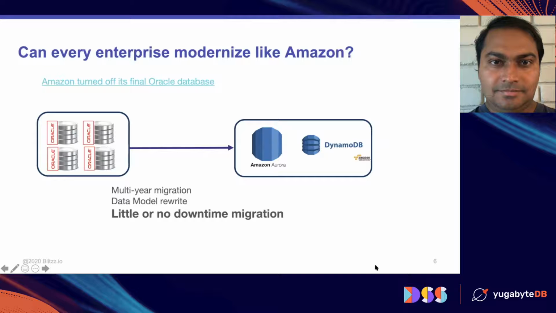But the important thing to notice from the Amazon migration was that they had very little or no downtime. And that is because Amazon, as you know, is a 24 by 7 operational shop. You really cannot afford any meaningful downtime for any of your database migration or modernization efforts. The question is, can every enterprise repeat this exercise? Let's look at how we should think about this.